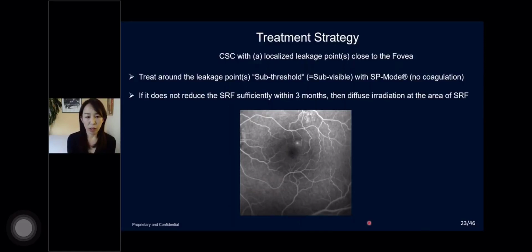My treatment strategy is, if you see a clear leakage point, I do subthreshold, subvisible irradiation with SP mode around the leakage point, as much as needed. If it doesn't reduce the retinal fluid sufficiently within 3 months, then I switch to or additionally use diffuse irradiation. This is how I always do it.